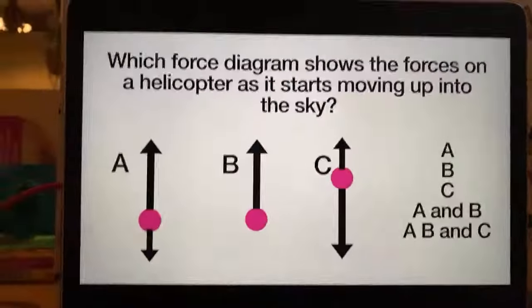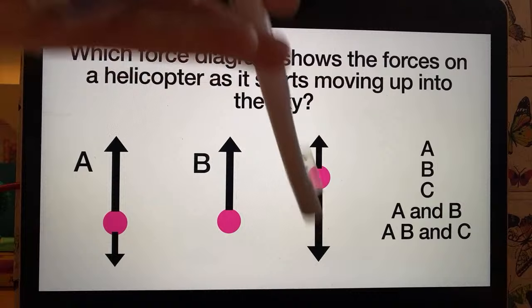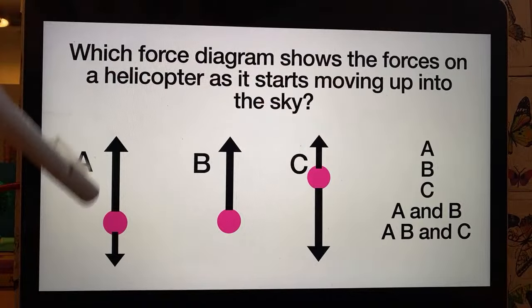Here we go. Question number one. Which one of these force diagrams shows the forces that are acting on a helicopter as it starts moving up into the sky? Is it A, with a big upwards force and a small downwards force? Is it B, with a big upwards force and no downwards force? Is it C, with a small upwards force and a big downwards force? Or is it A and B? Or is it A, B or C, all of them?